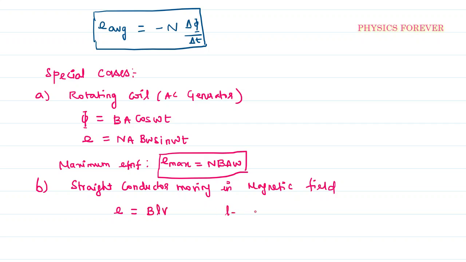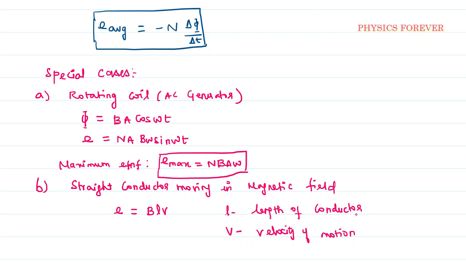Here L is the length of the conductor, and V is the velocity of motion. Next is self and mutual inductance. There are two cases, and we will discuss them in the next classes. Today we discussed only Faraday's law and the important points.